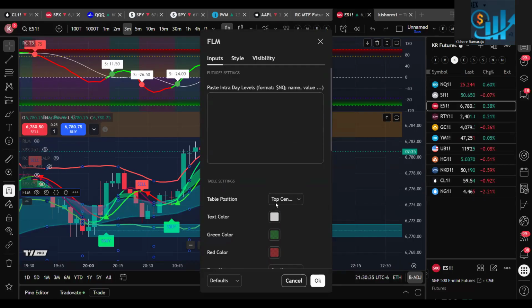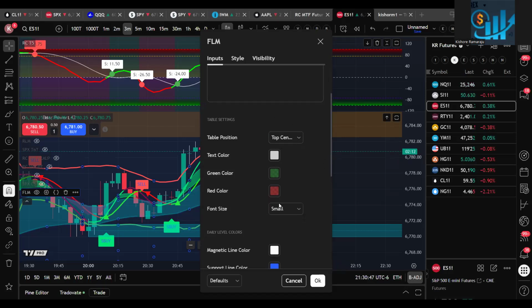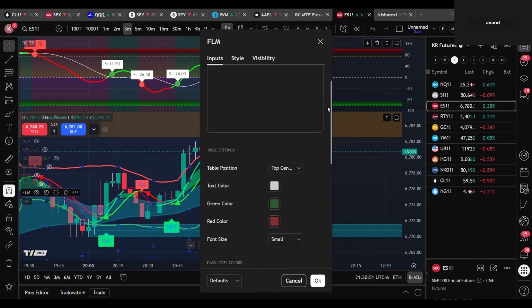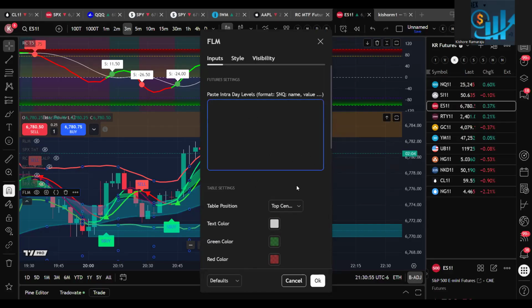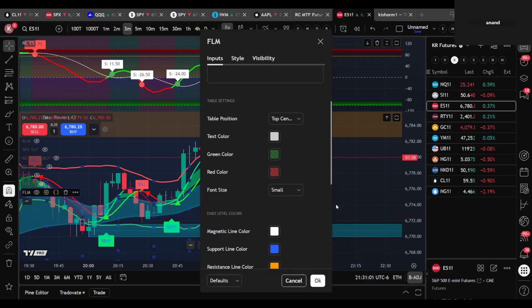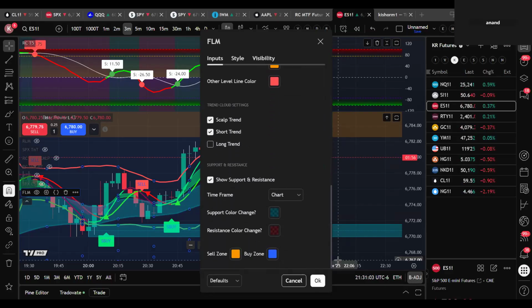Yeah, for the sake of performance, I removed that table we used to have for RSI, and also at the top we used to have strength, RSI level, all those things. For the sake of performance, I removed the table, so you can ignore this table setting. You just copy paste the levels and then it will show all the levels by sell settings. Yeah, that's showing. I was wondering if I'm missing something, the table position and table is not displaying.